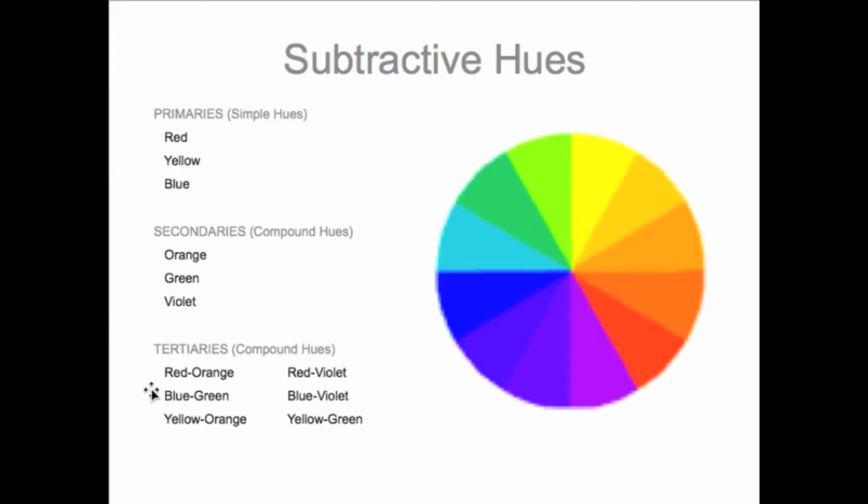Technically, it's correct to say the name of the primary first. So it's not orange-red, it's red-orange. It's not orange-yellow, it's yellow-orange. And red-orange is distinct from yellow-orange, and both red-orange and yellow-orange are distinct from orange. So we don't have oranges. We have orange, yellow-orange, and red-orange.